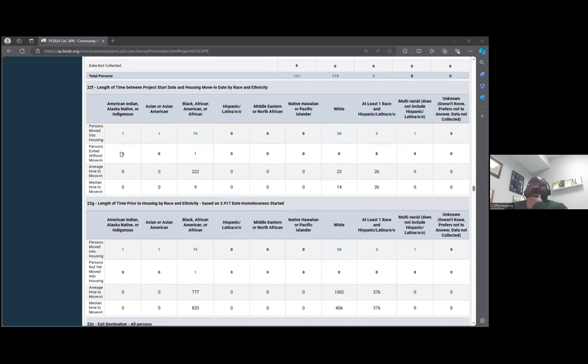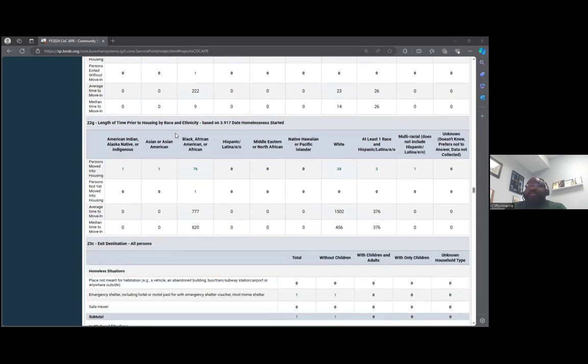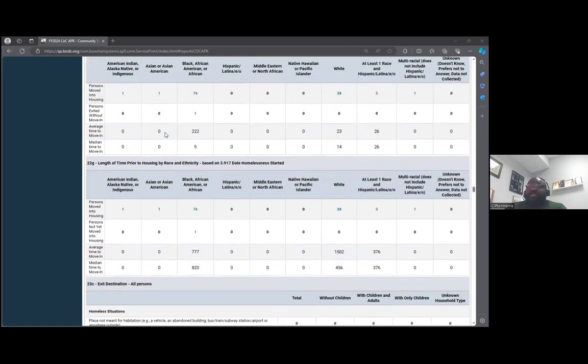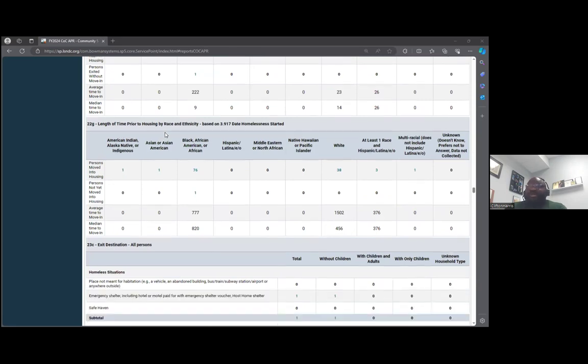22F is a new question on the fiscal year 2024 report, which is the length of time between project start date and housing move-in separated by race and ethnicity. So it's the same information, but it's just separated by race and ethnicity here. And the length of time based on the 3.917 date that we just talked about was separated by race and ethnicity as well. So those are two new questions that have been added since October 1st with the updated APR. So I don't have much to go on there because they just started collecting that.